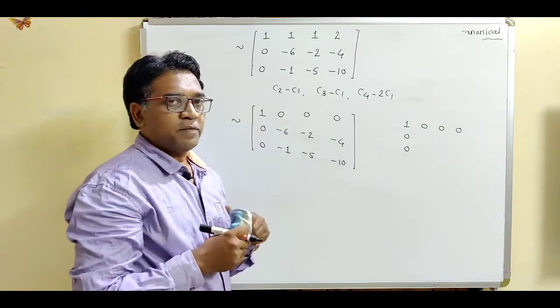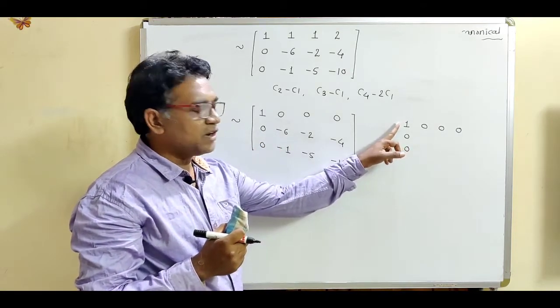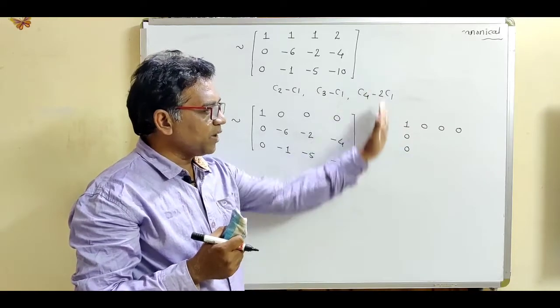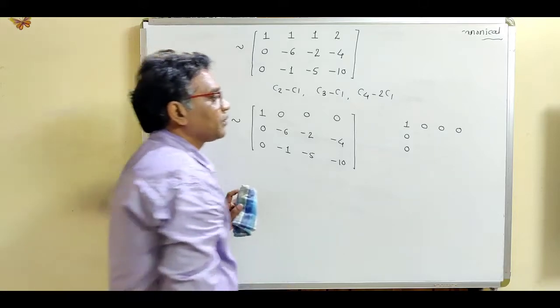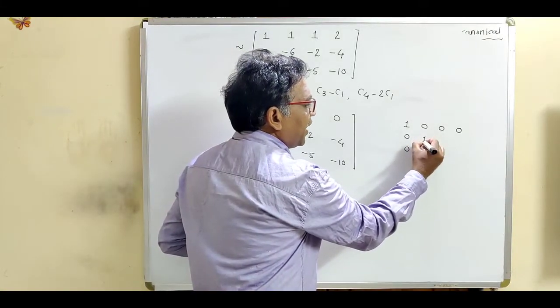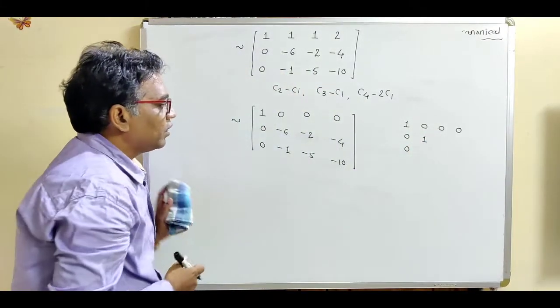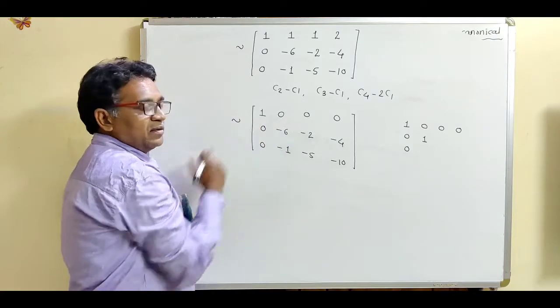So see, this is the first step. First of all, make the first entry 1. By using this one, make the corresponding column 0 and the corresponding row 0. Now what is the next step? Make this new entry 1. So make this element a 1.